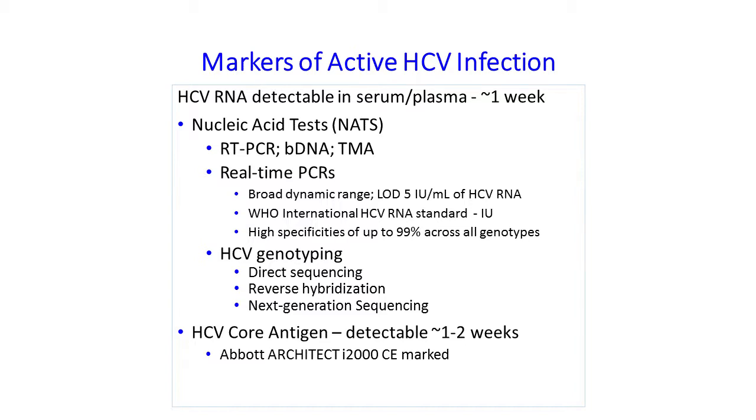All commercial FDA-approved tests are based either on real-time reverse transcriptase PCR, branched DNA, or transcription-mediated amplification techniques. The dynamic ranges are from 5 IUs per mil for blood screening, or 12 IUs per mil, to 10 to the 7th IUs per mil, and the specificity is greater than 99% for all genotypes. The quantitation of HCV RNA is useful for establishing baseline viral titers if the individual is positive, for monitoring therapy in the future. However, it is not required for diagnosing HCV infection.